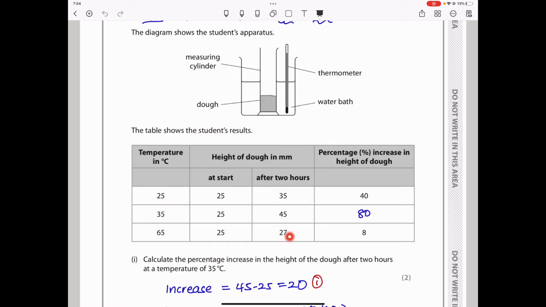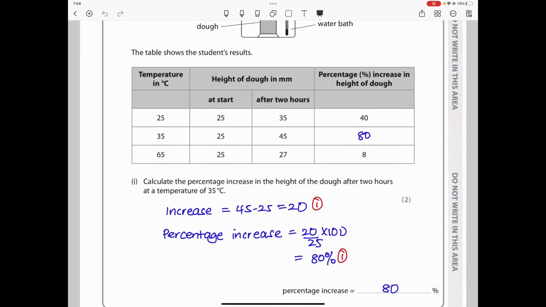You can see this is because of denaturation. This is because the temperature was not high enough. It was not optimum yet, and this is maybe closest to optimum. So we had the highest height. And here they showed us the percentage increase in height. Here we see a 40%, 80%, and an 8%. So that is it. So here they asked us to calculate that.